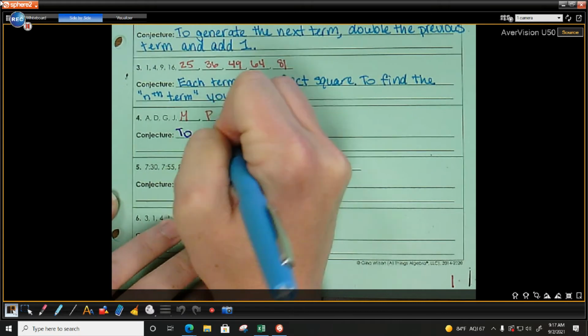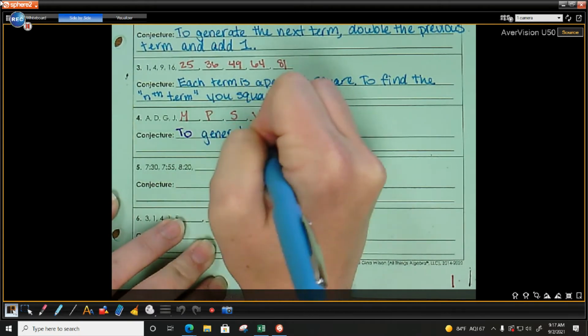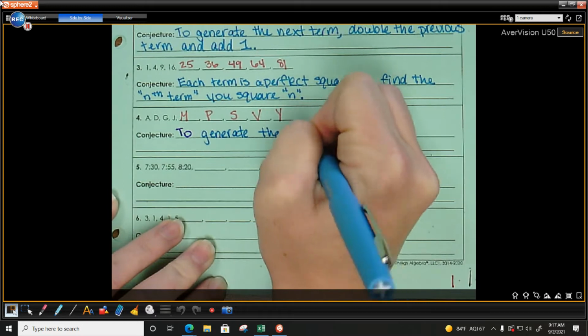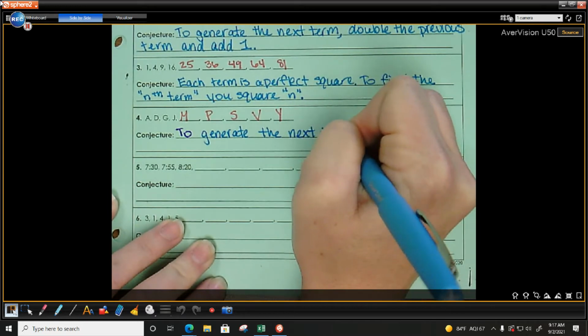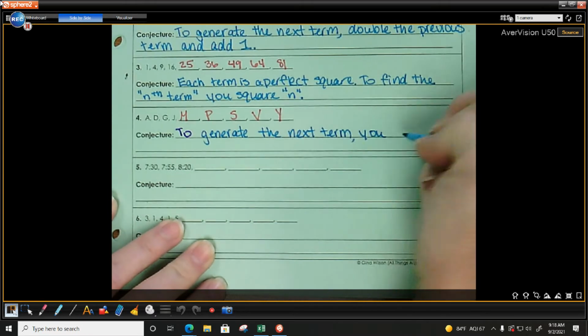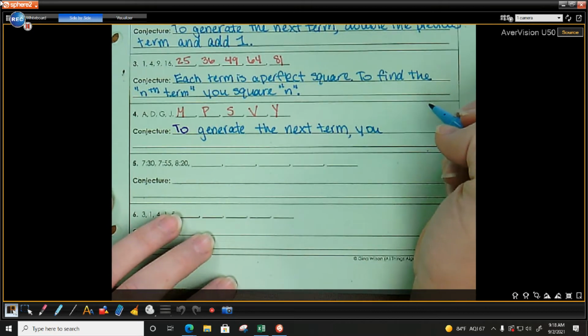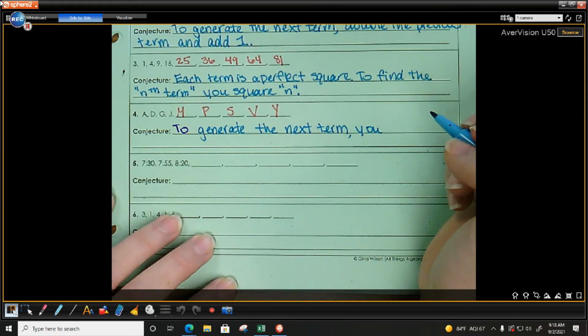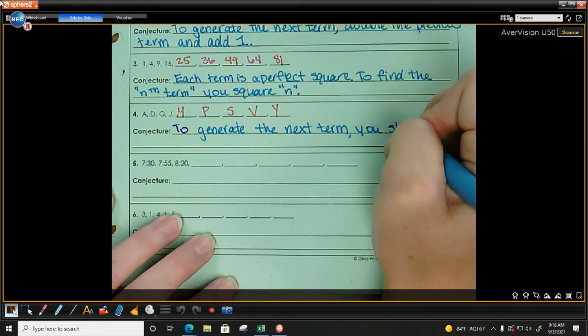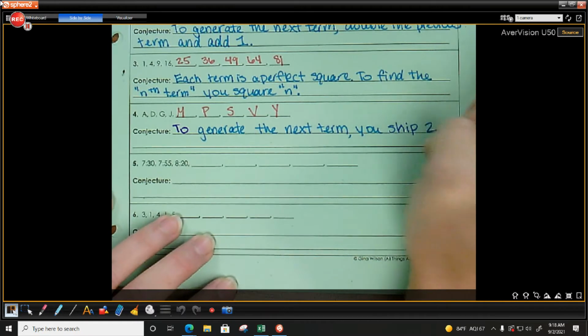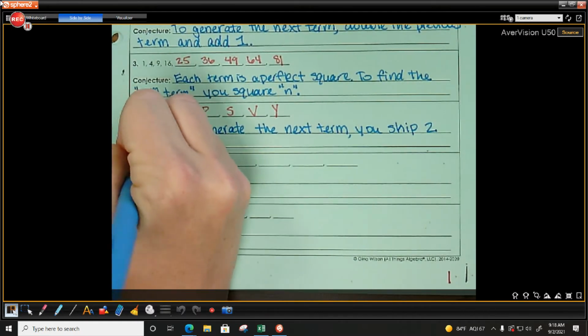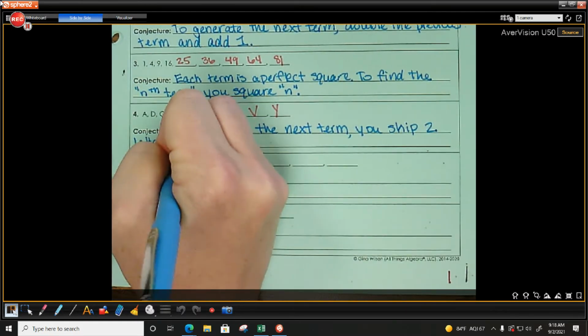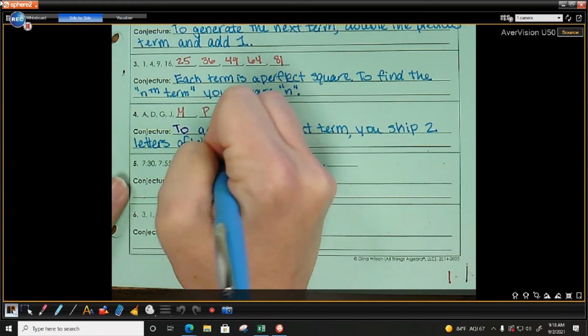Okay, so to generate the next term, you do what? How do we find our next terms, guys? We skipped how many letters in the alphabet? Skip 2 letters. You skip 2 letters after the previous term.